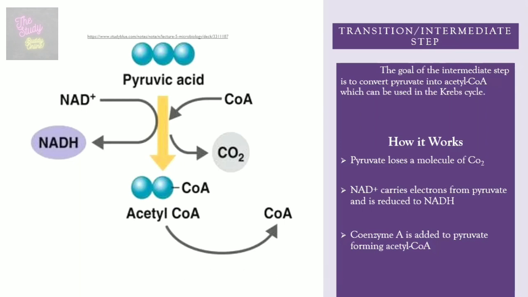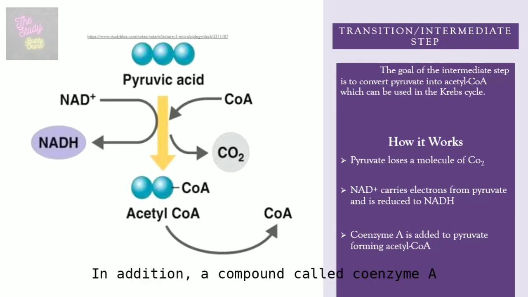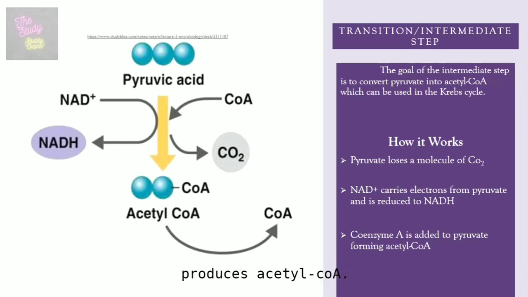As the name states, this process is an intermediate, so it links the process of glycolysis to that of cellular respiration. And because pyruvate cannot be used directly in the Krebs cycle, the goal of the intermediate step is to convert the pyruvate into acetyl-CoA, which can be used in the Krebs cycle. So how does this process work? Well, pyruvate loses a molecule of CO2 and NAD+ carries electrons from pyruvate, and thus it is reduced to NADH. In addition, a compound called coenzyme A will be added to the pyruvate, which produces acetyl-CoA.